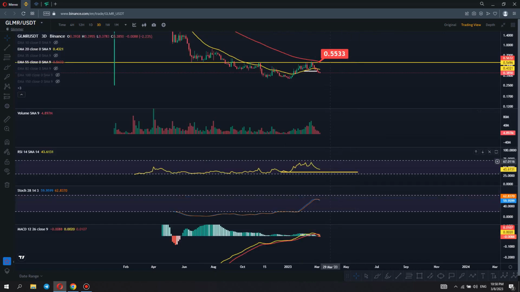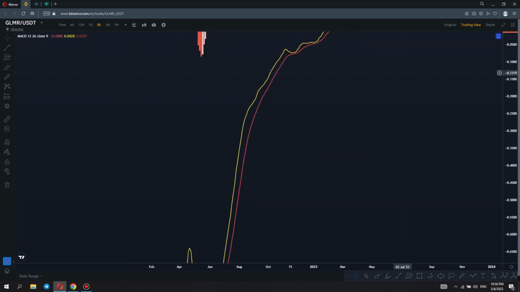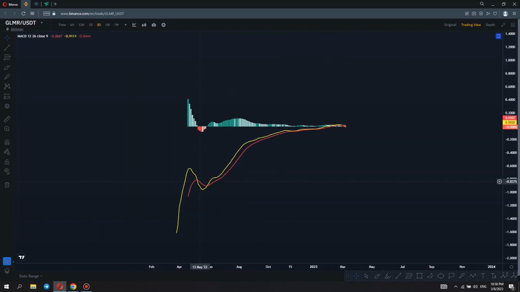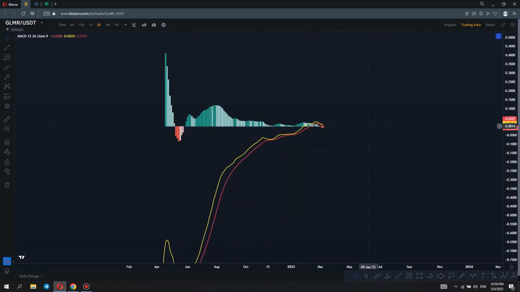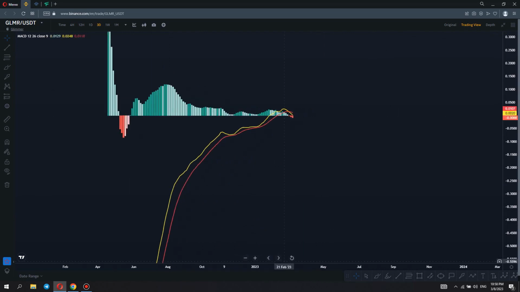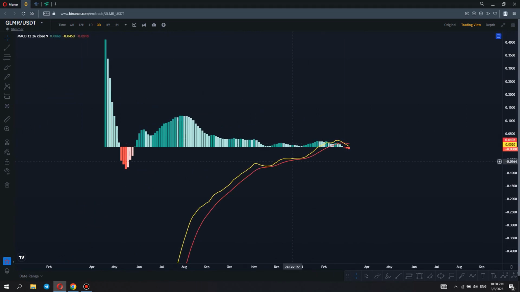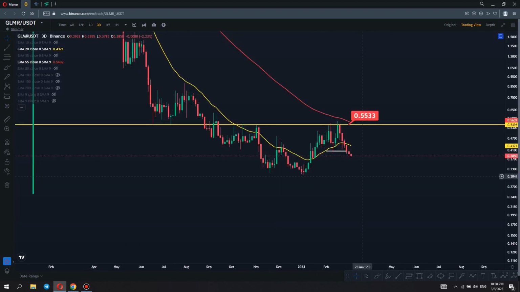As you can see, I have the RSI, I have the volume here, I have the stochastic, I have the MACD as well, which has printed a bearish cross. And the last time we had a bearish cross was back in May of 2022 on the 3-day chart. So this is one of the negative indicators. As you can see, the histogram is turning red, so we could be seeing a move to the downside, a pretty strong one at that. So that's pretty much everything I have for Moonbeam.